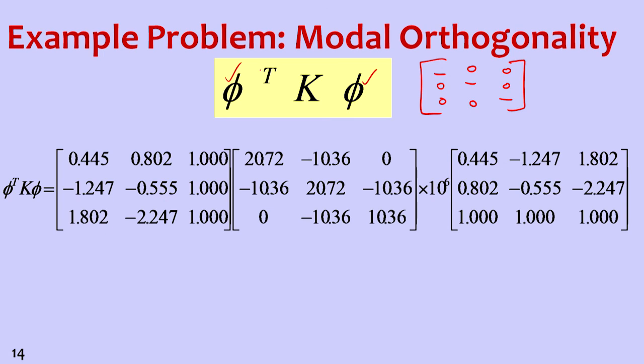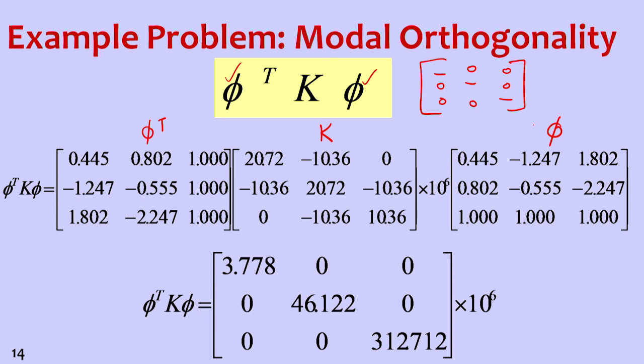So now I am substituting the phi matrix which we have just calculated, this one is phi transpose, and this is the k matrix. When I multiply phi transpose k and k into phi, ultimately I will get this matrix. It has diagonal elements with non-zero values and all non-diagonal elements as 0. By this we can prove that the modal orthogonality exists.